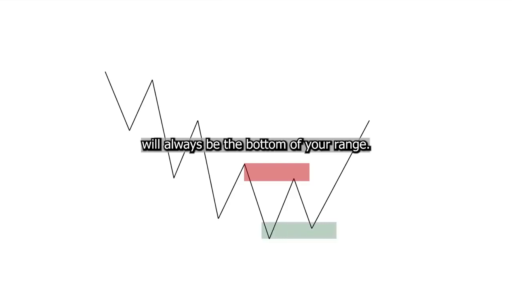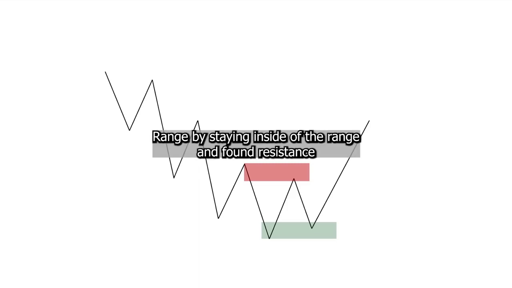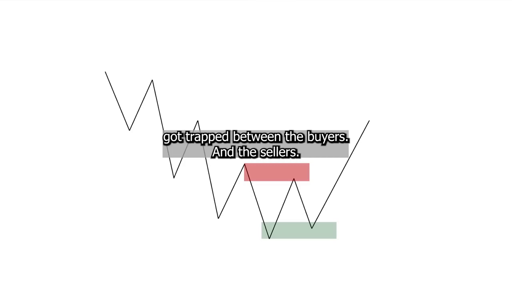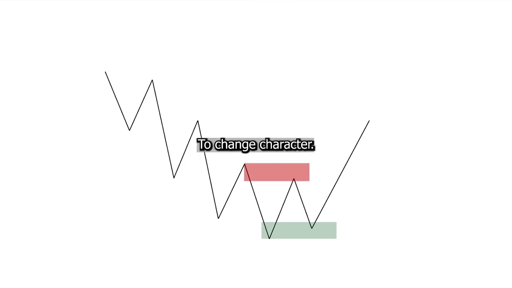So let's take a look at internal to internal change of character. As you can see here, price is making lower lows and lower highs, and of course reacting from inside of the range. The same thing happened here: price reacted from inside of the range. But instead of breaking structure, price found rejection in your demand extreme zone, and your demand extreme zone will always be the bottom of your range. So price never escaped the range. Price stayed inside of the range and found resistance, got trapped between the buyers and the sellers, to change character.